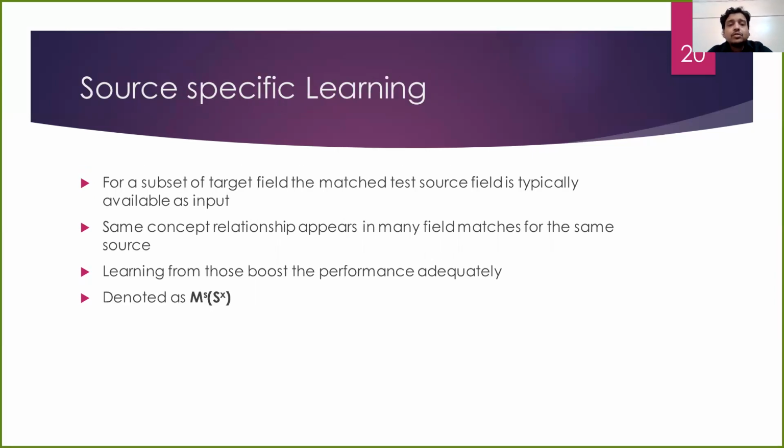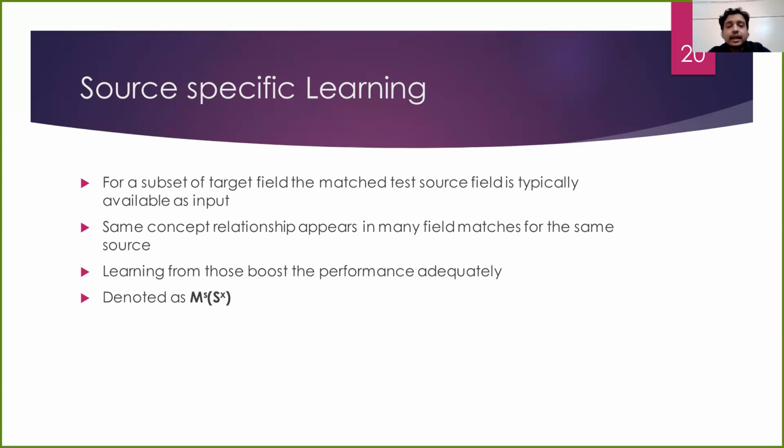And now we introduce source specific learning, where we consider that a small subset of the output matching is initially available as input. Due to the evidence that the same concept relations appear in many field matches for the same source, learning concepts and relationships from the source specific input impacts the performance significantly.